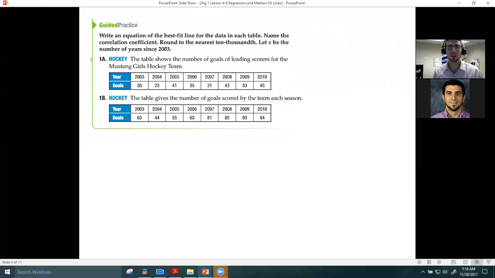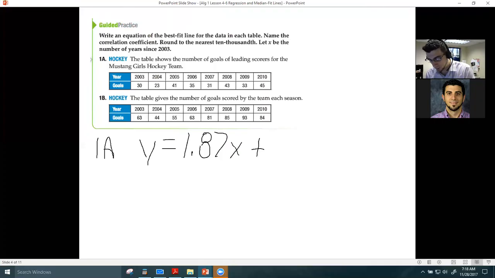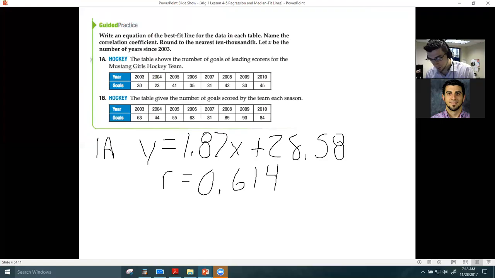Okay, we're back. So for 1A, you should have got y equals 1.87x plus 28.58, and the R value, which is the correlation coefficient, should have been 0.6142. So that line models it okay. You know, if it's 0.6, that's not that great. But that just means that a line might not be the best way to model that data.